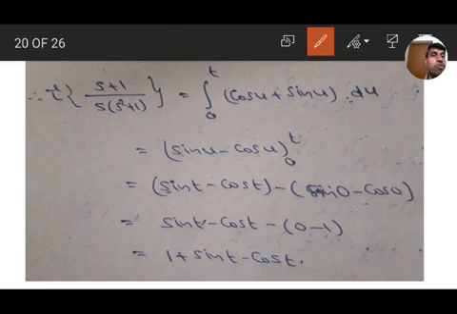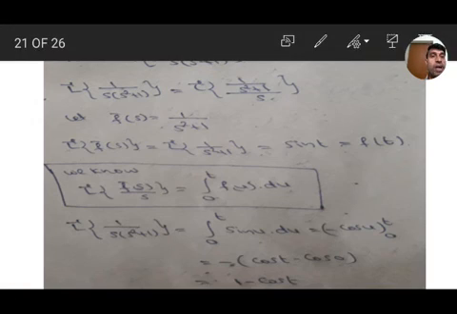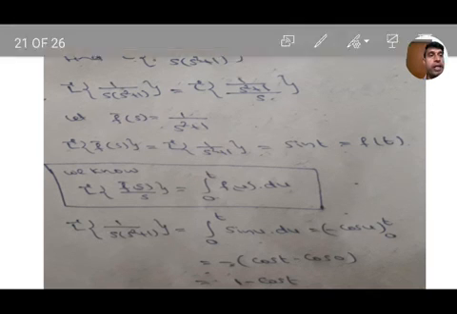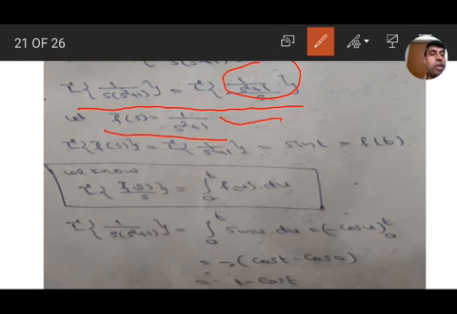Okay, let us move to the next problem. Find L inverse of 1 by S into S square plus 1. So it can be written as L inverse of 1 by S square plus 1, divided by S. So take the f bar S by S form. So f bar S equals 1 by S square plus 1.